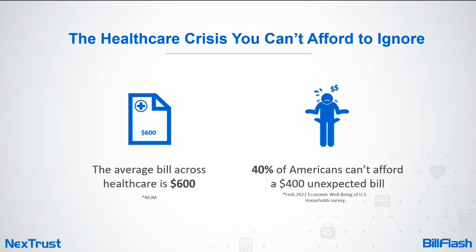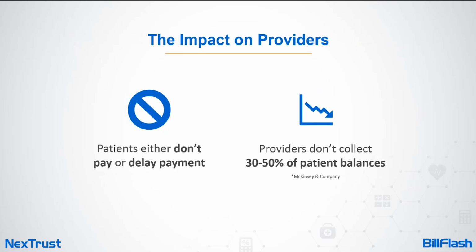With the average bill costing $600 across healthcare, the average American can't afford a $400 unexpected bill, and that complicates things. So this leads to fewer patients seeking care. Patients are either not paying or delaying payment, and then providers are failing to collect 30 to 50% of patient balances. So the best way to ensure patients pay on time is by effectively communicating their financial responsibility and offering payment options that align with their preferences.